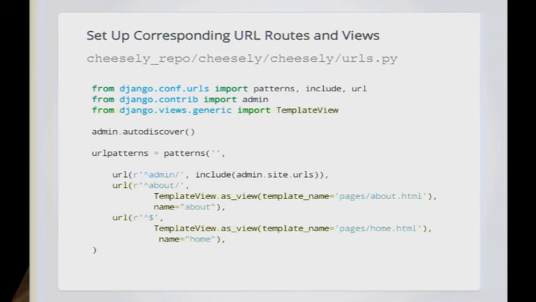Go to Cheesley_repo, Cheesley/URL. So again, it's deep into the cheese. And then you're going to be adding a few lines of code. On the third line, highlighted here, from django.views.generic import TemplateView. Make sure you get the camel case of that correct. And then there are these 5 lines, where we specify the URL with the route, the particular view, and then we name this route the about route.